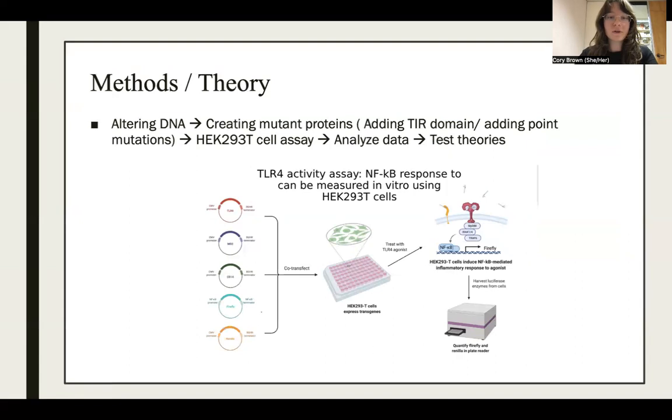Now, to obtain the inflammatory response from TLR4, we must transfect it and its co-receptors MD2 and CD14 into HEK cells, human embryonic kidney cells, the human cells that we mentioned in the previous slides, in order to express the downstream NF-kappa B pathway. Now, this pathway has been engineered in these cells to express Renilla and luciferase, which can then be measured with a spectrometer.